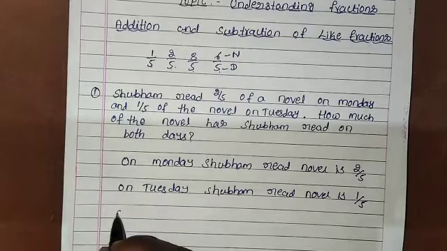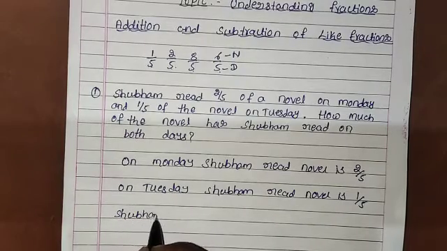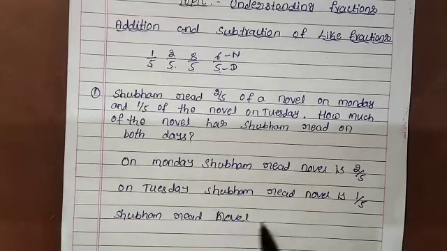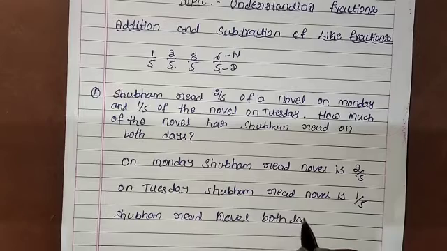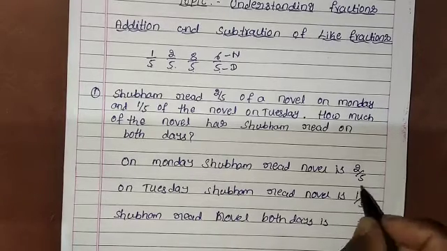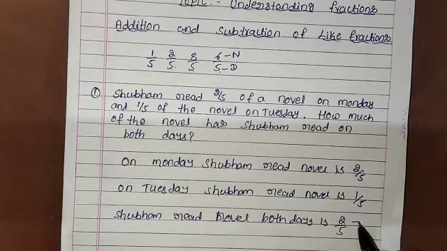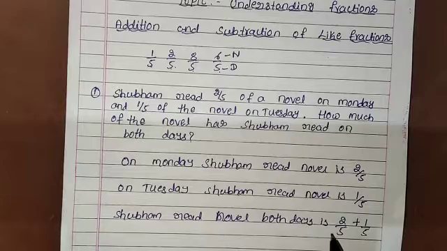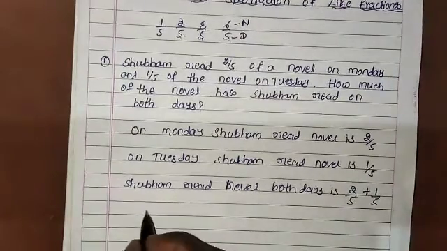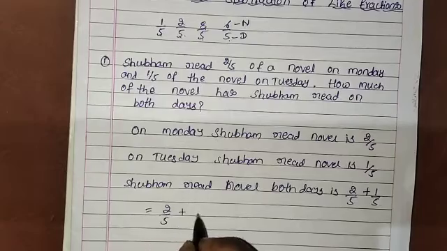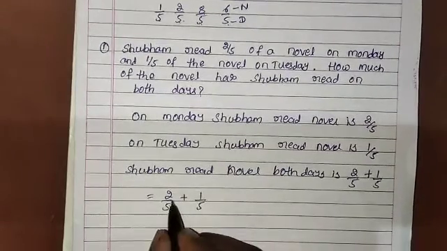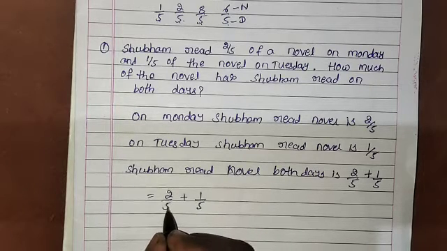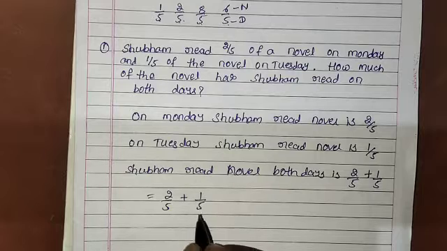Shubham read the novel on both days. Now we have to add these two, 2 by 5 plus 1 by 5. When we add these two, we get how much of the novel he read on both days. These two fractions have the same denominator. Here we have 5, here also we have 5, so they are like fractions.